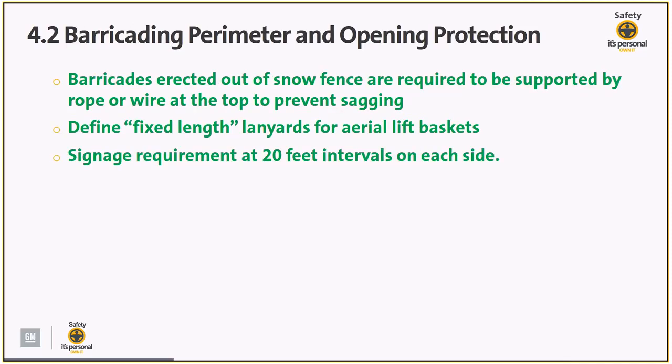We also have a risk mitigation called barricading. In the barricading section, I believe the entire document is about 1 page. Out of that 1 page, we have 3 different line items that are above OSHA regulations. Those 3 are: barricades erected out of snow fence are required to be supported by rope or wire at the top to prevent sagging. We also have defined fixed lift lanyards for aerial lift baskets. And we have signage requirements at 20-foot intervals on each side.